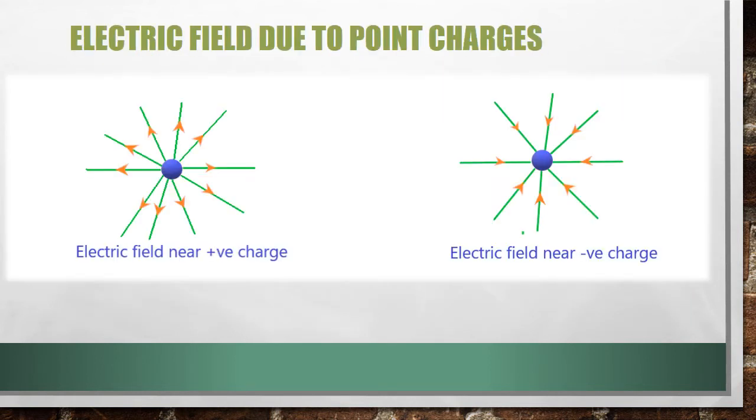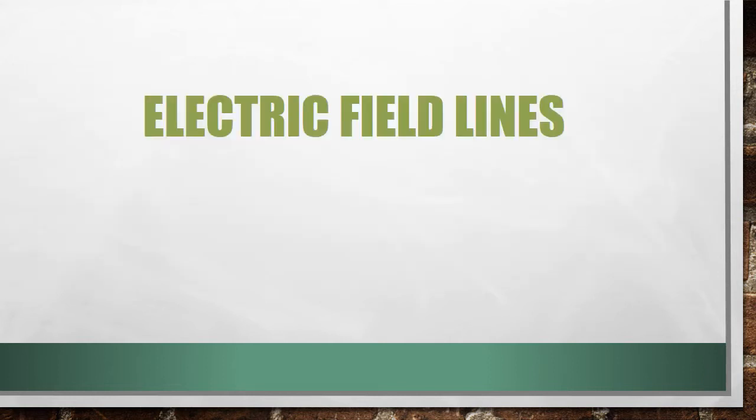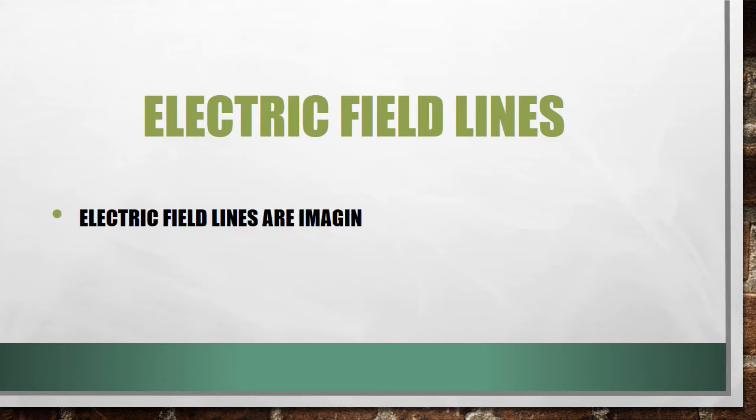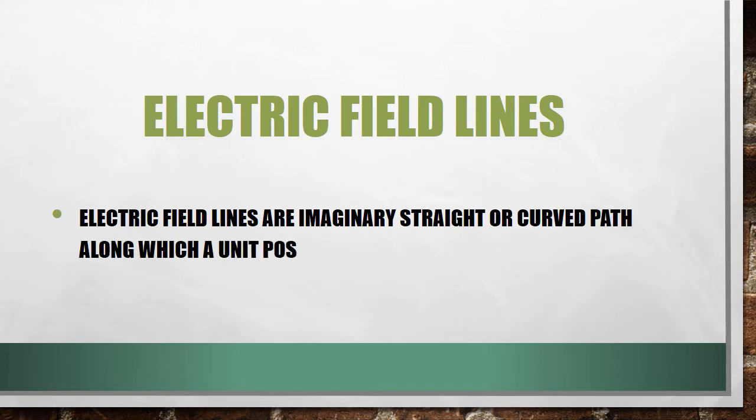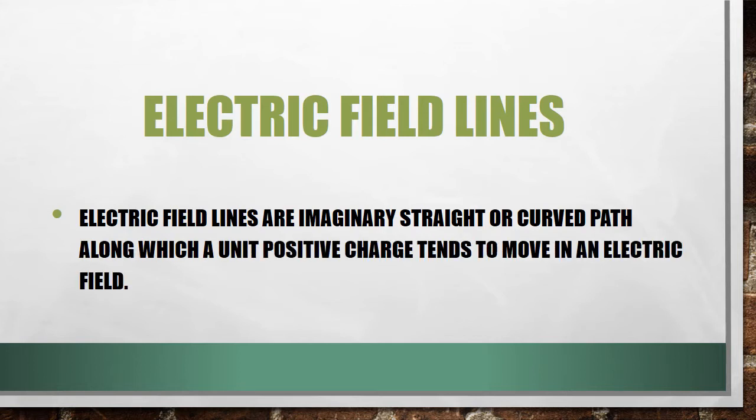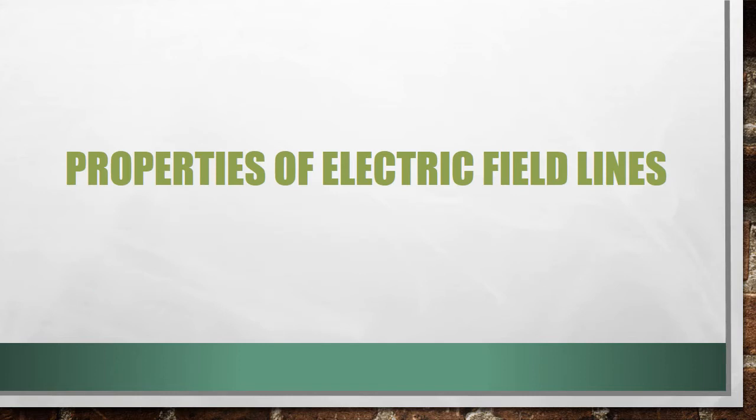In this way, we can represent the electric field around a point charge. Electric field lines are a pictorial representation of an electric field. They are imaginary curves, straight or curved, along which a free positive charge would move if it is free to do so. Now we are going to discuss various properties of electric field lines.